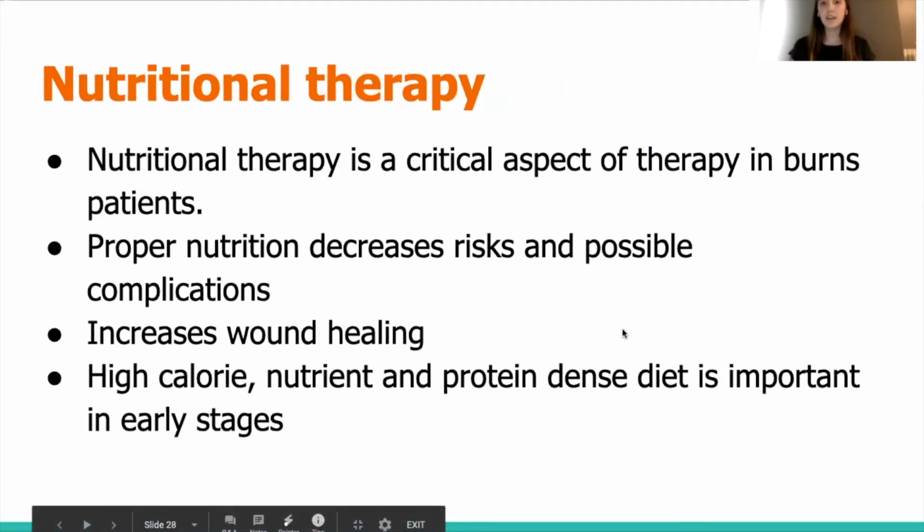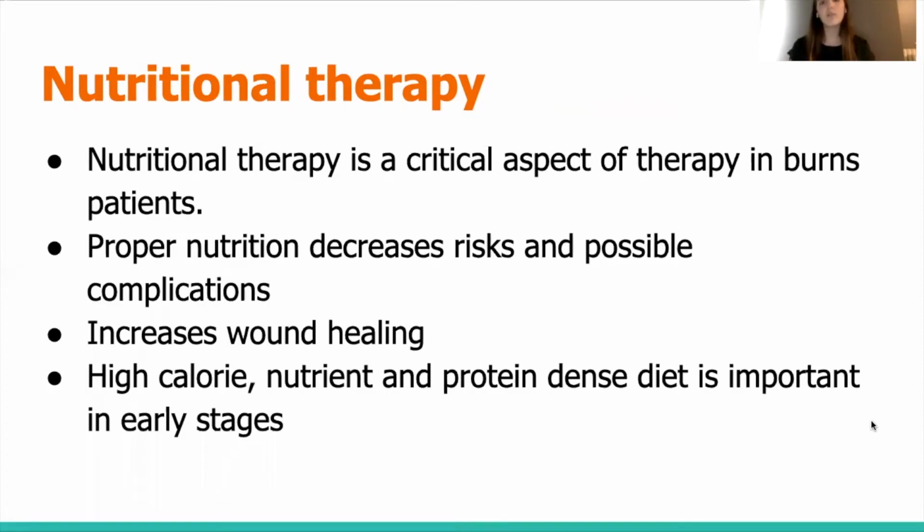Another form of therapy is nutritional therapy, and this is a huge aspect of their therapy because the body requires more nutrients to be able to heal itself from the injury that it sustained. Proper nutrition decreases the risks of complications and increases wound healing. Oftentimes, high calorie, nutrient and protein dense diets are suggested in the early stages of therapy.